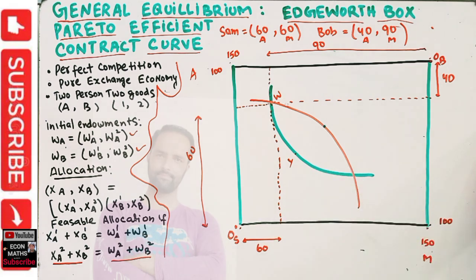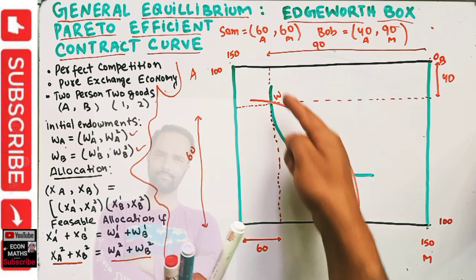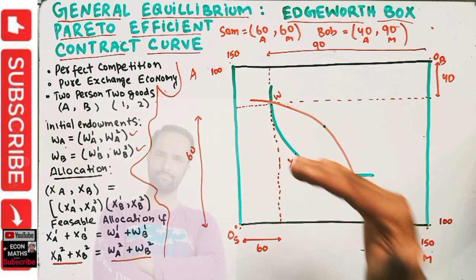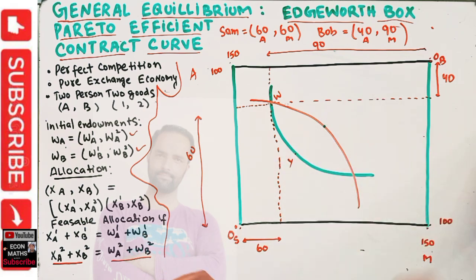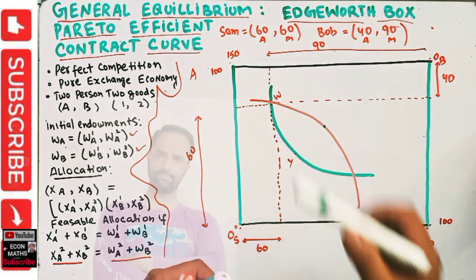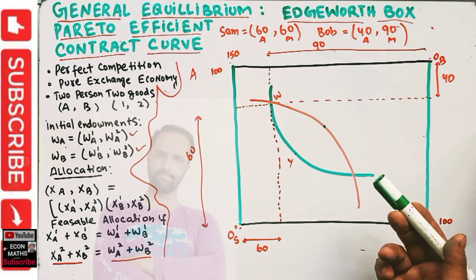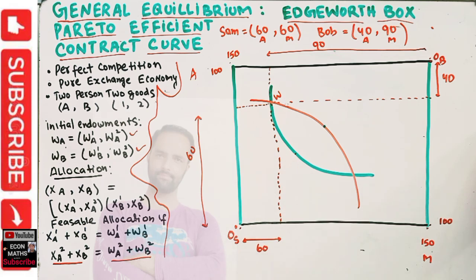And by the way, since we have formed a lens-shaped region by the indifference curves of two persons, this lens-shaped region shows that there is scope for improvement. Let me show it here.